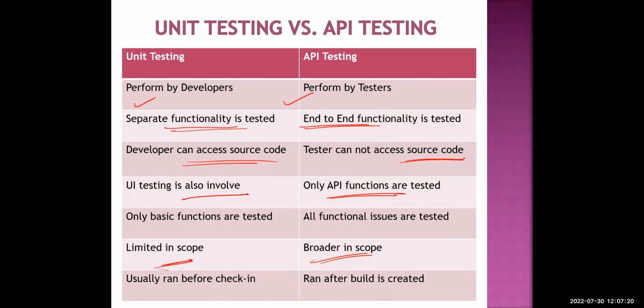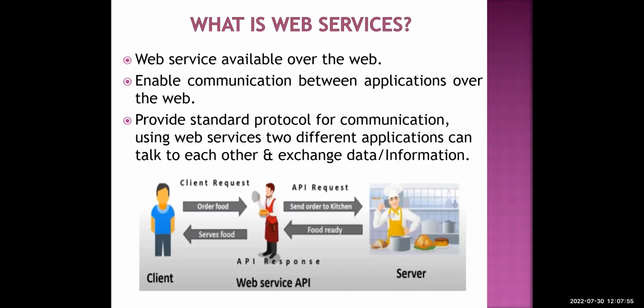Unit testing usually runs before check-in. That means whenever one module is ready, at that time the developer will test that module and then pass it to the second layer. That is called integration testing. But API testing runs after the build is created. As I told you, first unit testing will happen, then integration, then finally you will get a build. And on that build, the very first thing we do is API testing. So if the build is working fine, testing directly at the backend side means you will not require much effort at the front end side. Remember this point. That is the reason whenever a build is created, we do API testing.